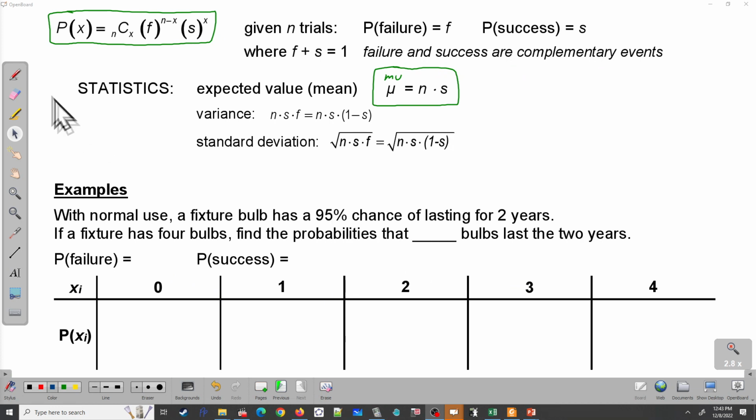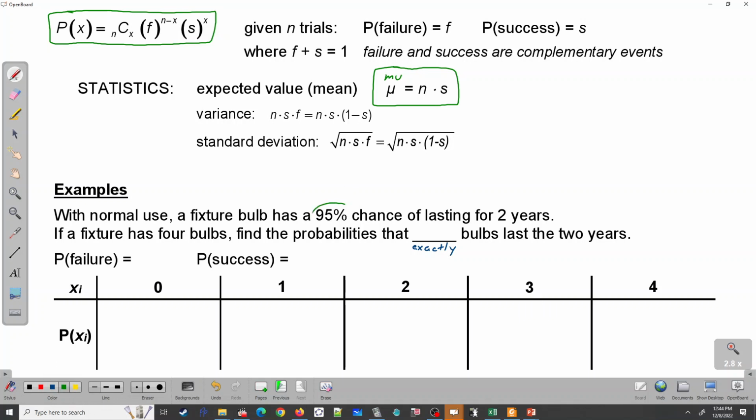Now first, I wanted to be clear that I am implying that we're talking about an exact number. So exactly 2 bulbs, exactly 4 bulbs. And that actually leads to my first thing. Let's write out all the possible outcomes in terms of how many bulbs will last the full 2 years. All 4 could last all 2 years. Maybe none of them last all 2 years. But I also could have 1, I could have 2, I could have 3. And each of these is representing an exact category.